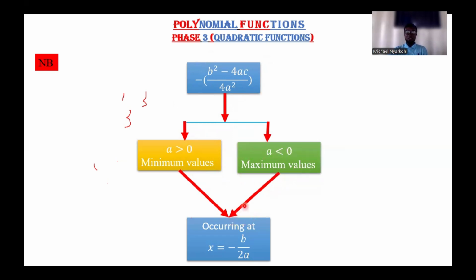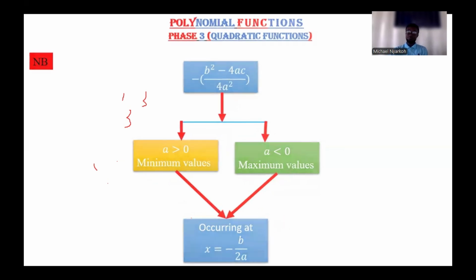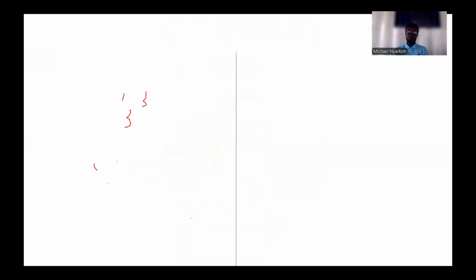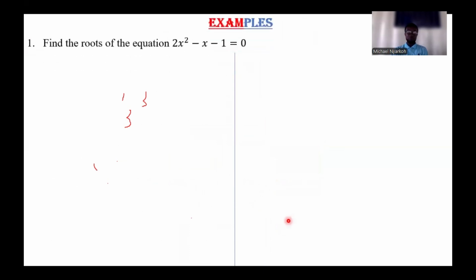And then all these values, that is either the maximum value or the minimum value, occur at x equals negative b over 2a. If you recall, negative b over 2a is what determines the axis of symmetry. Is that okay? Perfect. Let's take some examples. Example 1. We have to find the roots of the equation 2x squared minus x minus 1 equals 0.